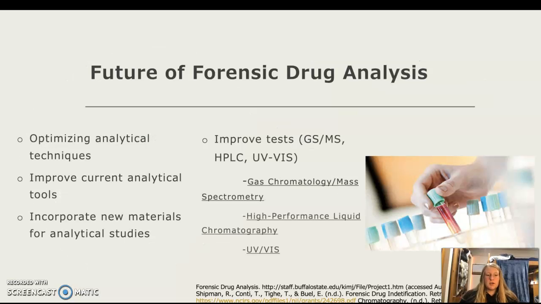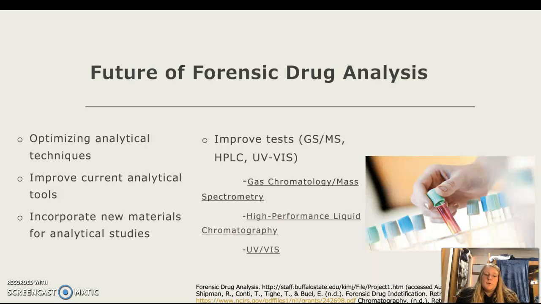What is the future of drug analysis? They hope to optimize analytical techniques such as detection and identification. They hope to improve current analytical tools and incorporate new materials for analytical studies. They also hope to improve tests such as gas chromatography and mass spectrometry, and gas chromatography is the preferred method of examination. It provides a quick analysis of a sample and usually has enough information to identify the substance.